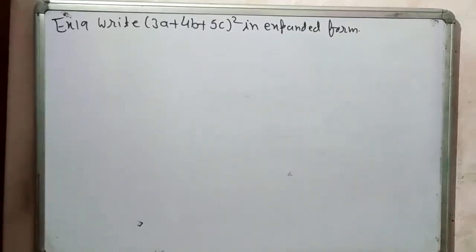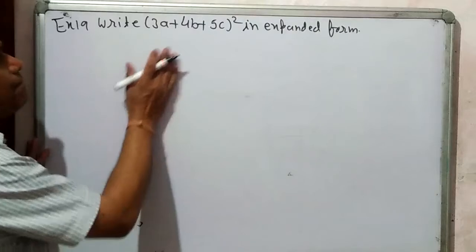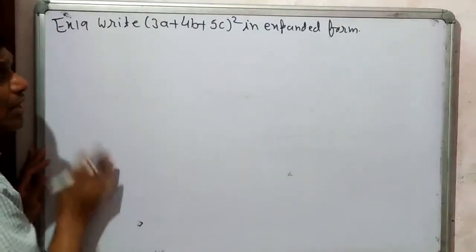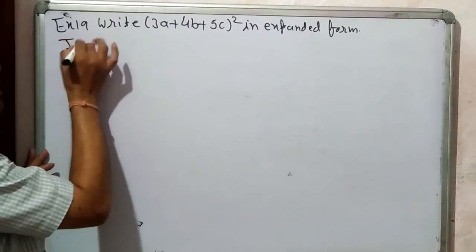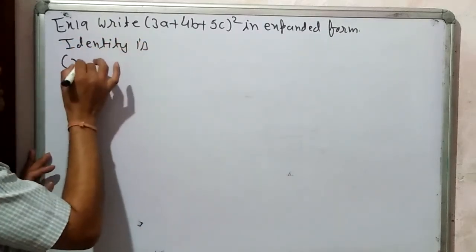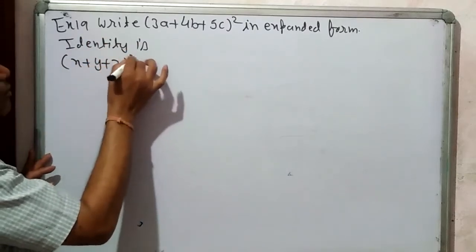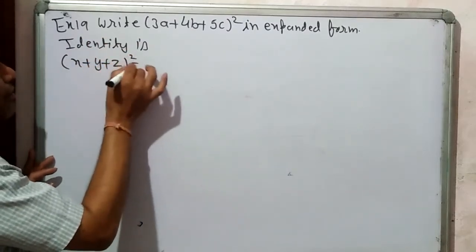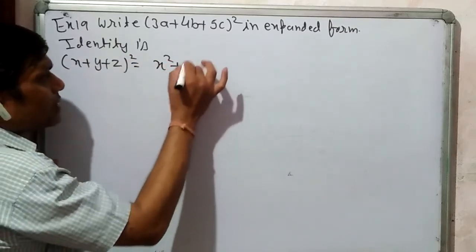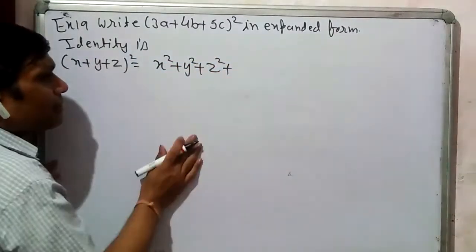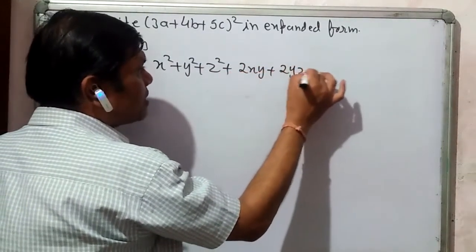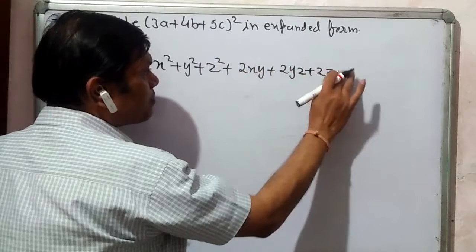Based on this identity, students, example number 19 is: write 3a plus 4b plus 5c whole square in expanded form. So what we do? We write the identity first. What is the identity? The identity is x plus y plus z whole square. You can write it in one of the two forms I have given you. We can write it x square plus y square plus z square. Let us write twice separately with all of them. Twice xy, twice yz, twice zx.